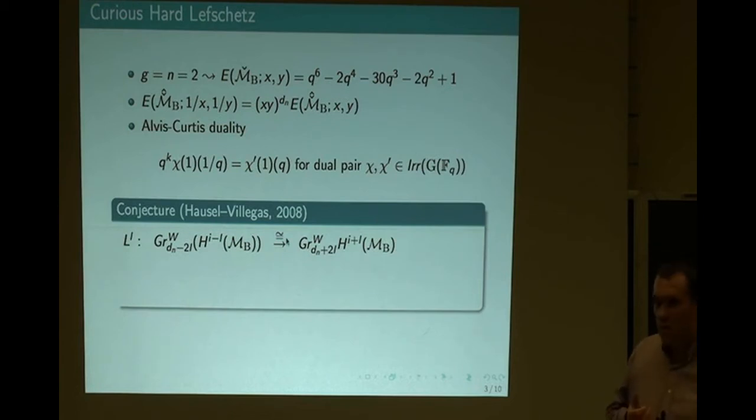So what you notice is that you can define what we call the curious hard Lefschetz conjecture by taking a cohomology class in the character variety of a given weight. The weight is very important because the weight tells us how much further up we can go.